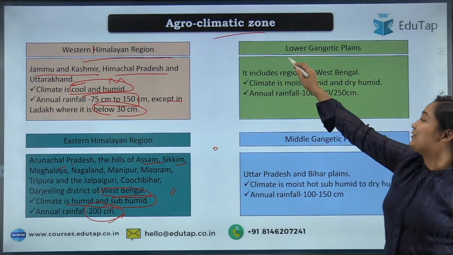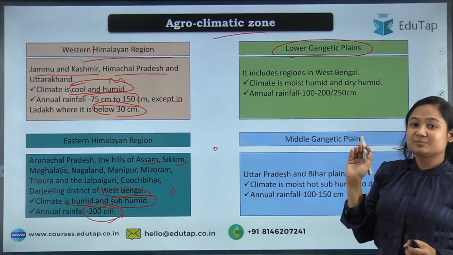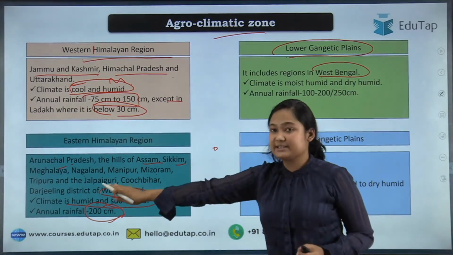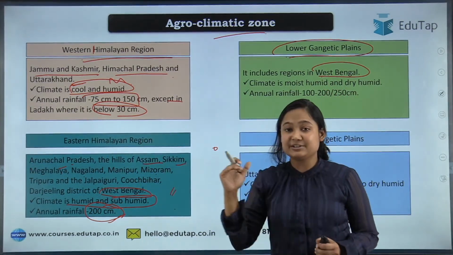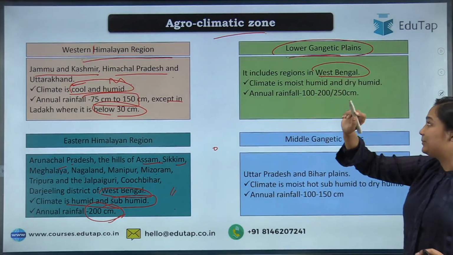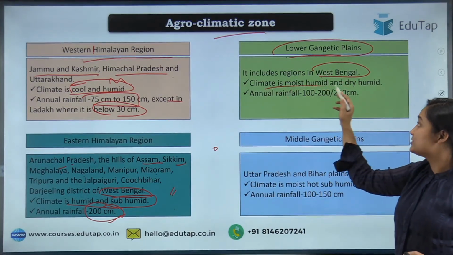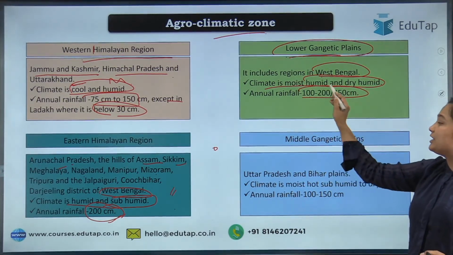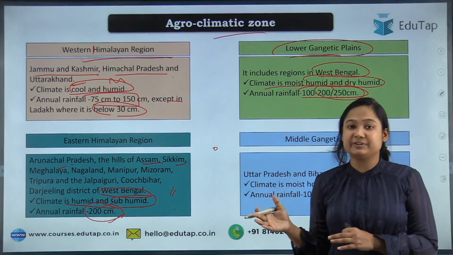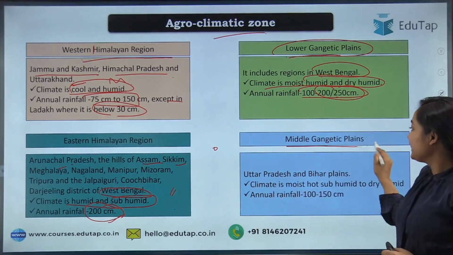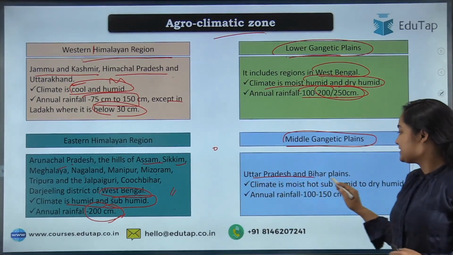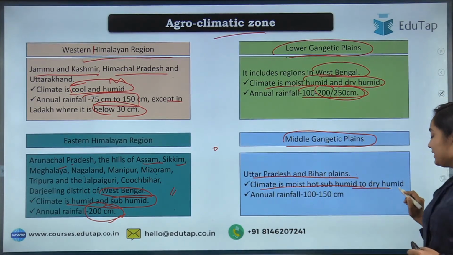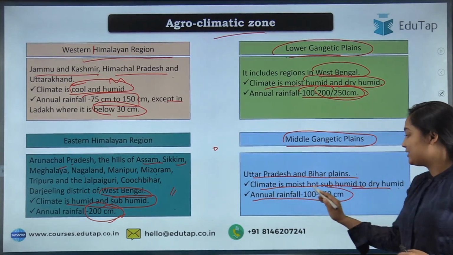Now let's move to the lower Gangetic plains. For the lower Gangetic plain, you should know that West Bengal has some districts in the eastern Himalayan region, and some other districts come in the lower Gangetic plain. The climate here is mostly humid and dry humid, and the annual rainfall is between 100 to 200, or you can take the upper limit as 200 or 250. Now moving to the middle Gangetic plain. Uttar Pradesh and Bihar come in the middle Gangetic plain, and the climate is moist, subhumid and dry humid, and the annual rainfall is 100 to 150.